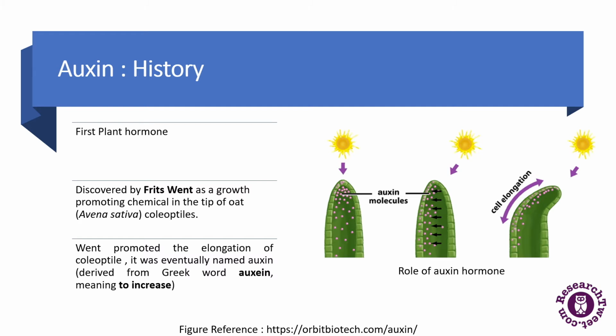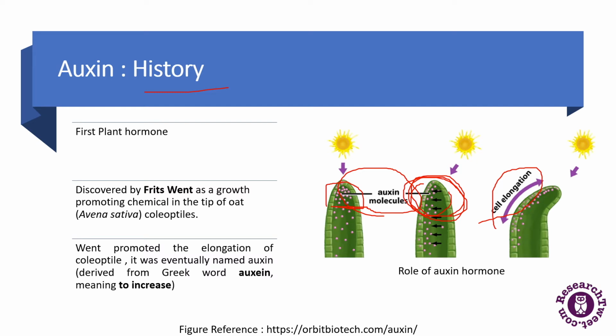So let's get started with auxin, the history of auxin first. In this figure it has been shown that apical auxin molecules are present at the tip of the plant, and this is the sun, showing that the sunlight reaches the tip of the plant, and it leads to the elongation of the plant. This was basically the phototropism experiment, in which the plant was growing towards the light, bending towards the light.